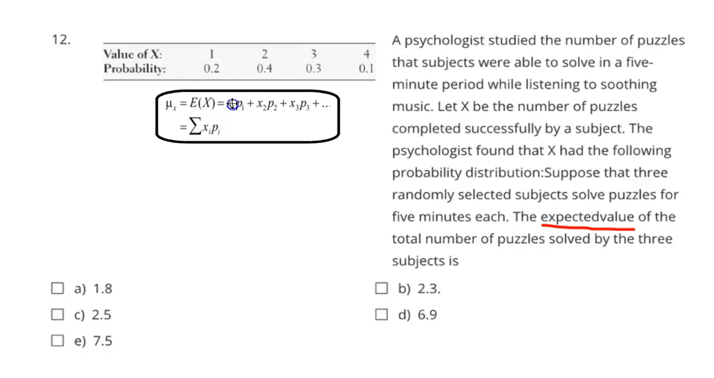So in order to find the mean of the probability distribution, I'm going to multiply all of the values of x, the random variable, times all the probabilities. Here's how it looks. So I'm multiplying all of the values of x times all the probabilities. At the end of the day, I get 2.3 as my answer, which means the correct answer is choice B.